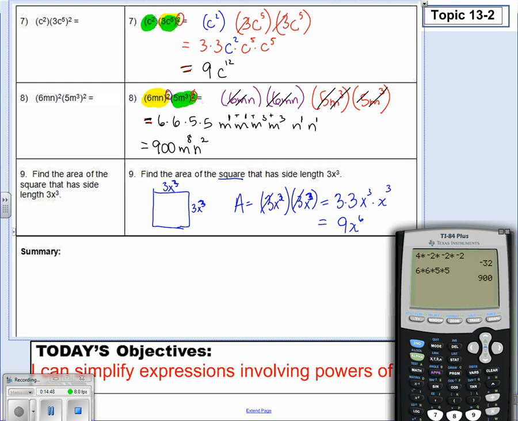Some of you may have recognized or thought, okay, the area of a square, it's the side squared, so I could also write this as 3x cubed squared. Notice that will give us what's inside the parentheses stamped out twice.